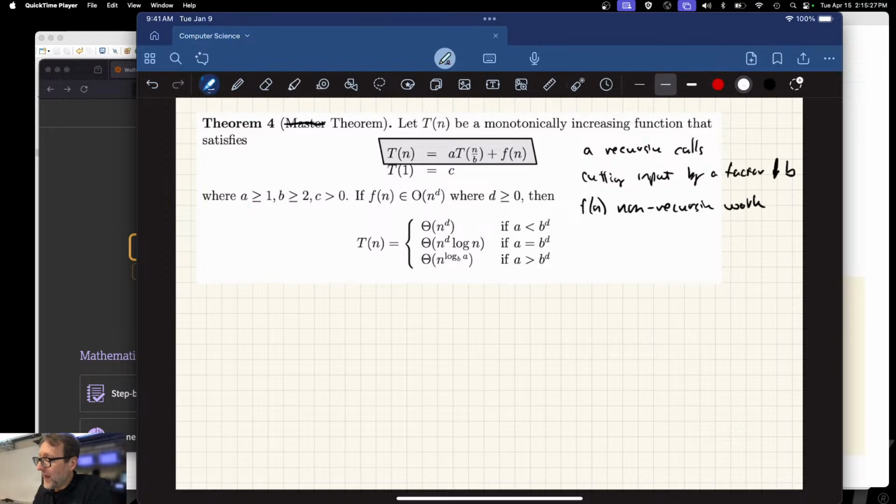Given A versus B to the D, then it's going to be one of these three cases. If A is strictly less than B to the D, then this is big O of n to the D. If A is equal to B to the D, then this is big O of n to the D log n. If this is greater than B to the D, then it's n to the log base B of A. These are just three cases that you end up plugging and chugging.